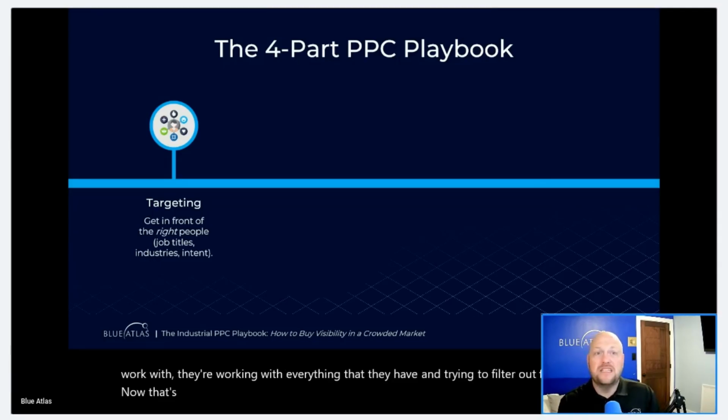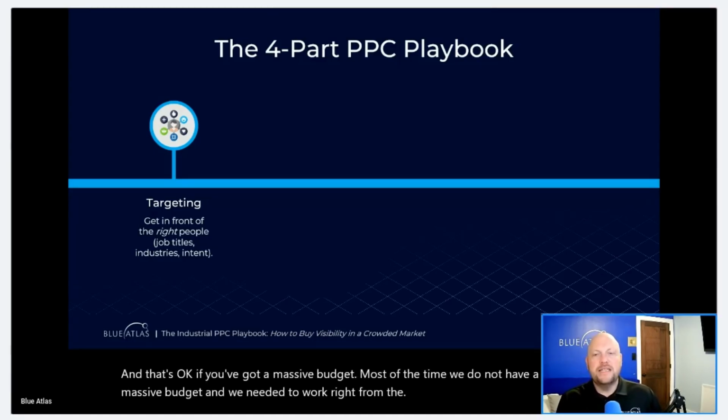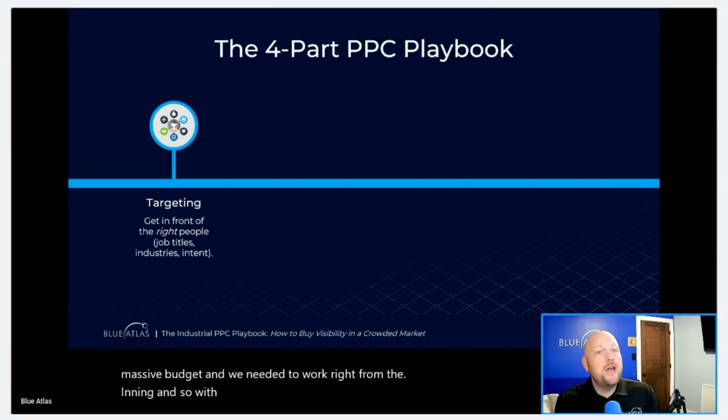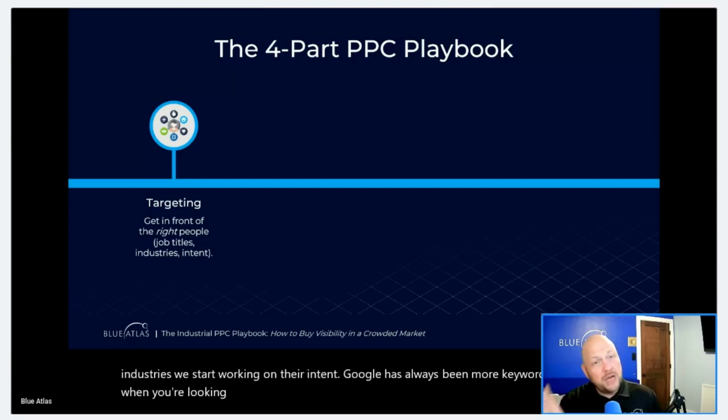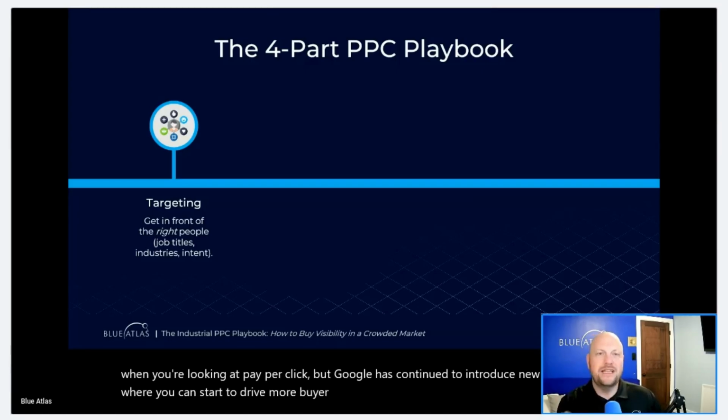Now, that's okay if you've got a massive budget. Most of the time, we do not have a massive budget, and we need it to work right from the beginning. And so with LinkedIn, we do have a lot of targeting options. We have job titles, the industries. We start working on their intent. Google has always been more keyword driven when you're looking at pay-per-click, but Google has continued to introduce new elements where you can start to drive more buyer intent, audiences, and things of that nature.